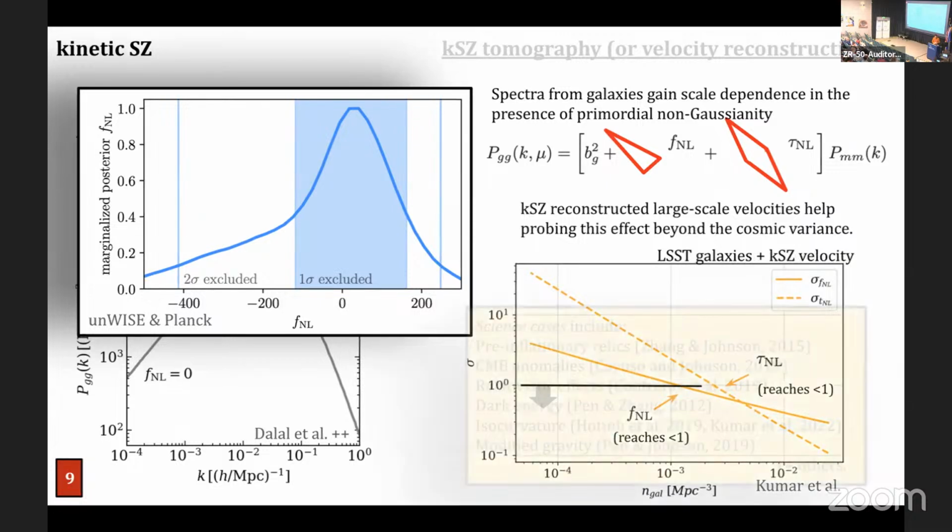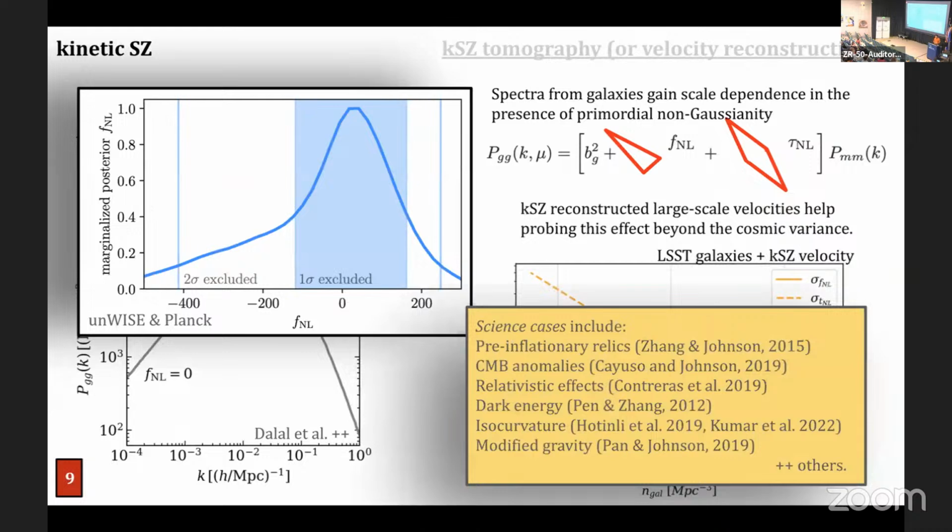And of course, this velocity reconstruction in cross-correlation with galaxies is useful for many different science targets, including probing pre-inflationary relics like evidence for eternal inflation or CMB anomalies, relativistic effects, dark energy, isocurvature, modified gravity, and many others. So you can check these reference links if you're interested.